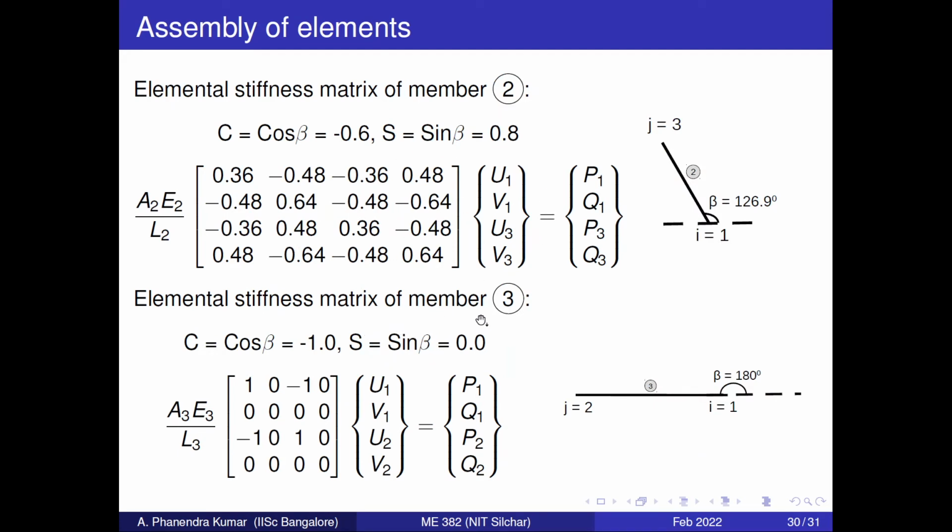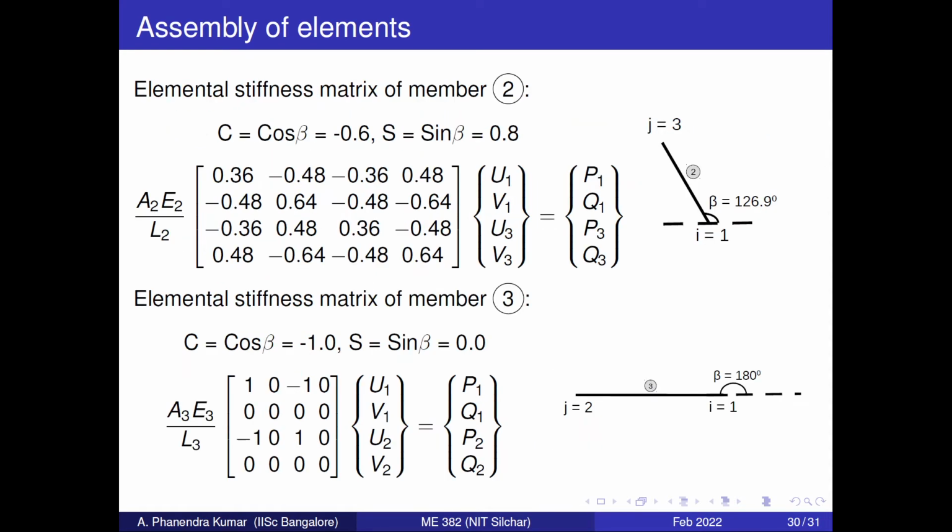Similarly, if we consider member 3, this is the horizontal and this is i. In the anti-clockwise direction, the angle will be 180 degrees. Again we will find the equilibrium equations, k, degrees of freedom, and the loads. And here also it is a horizontal member, so we will have 2 columns of zeros.